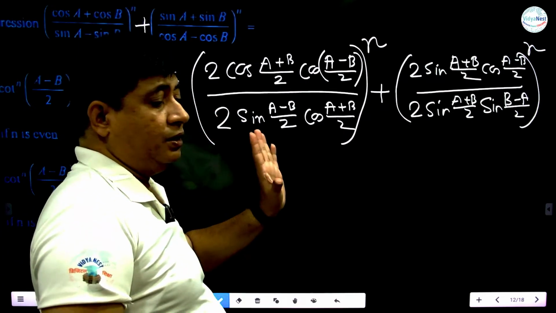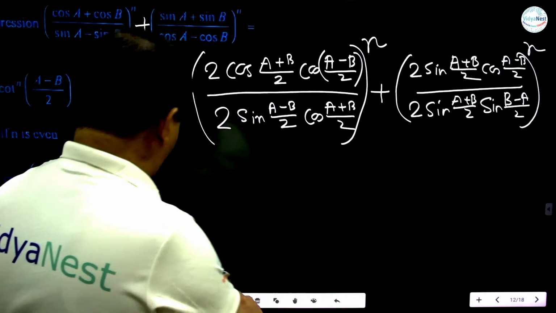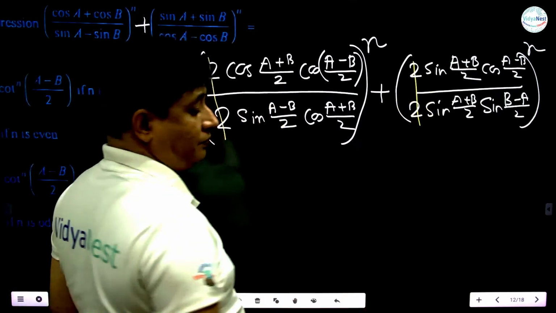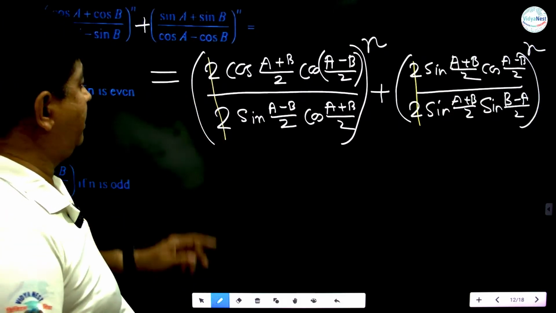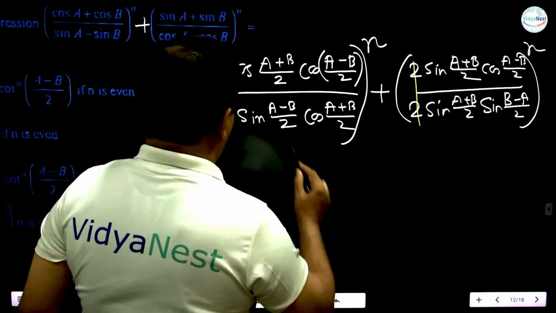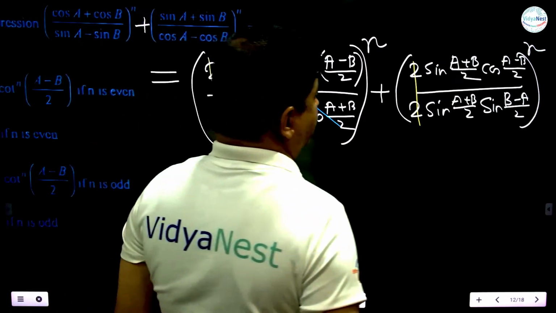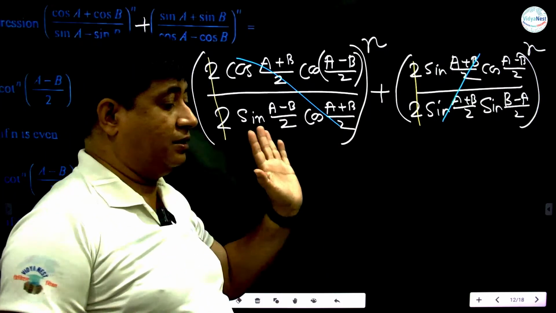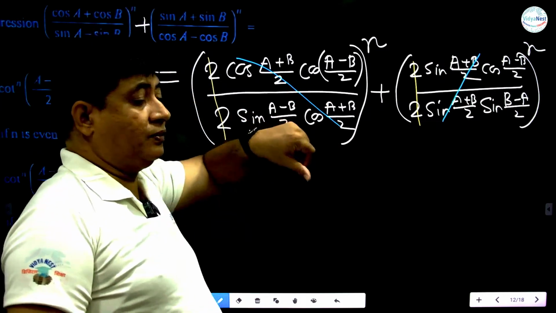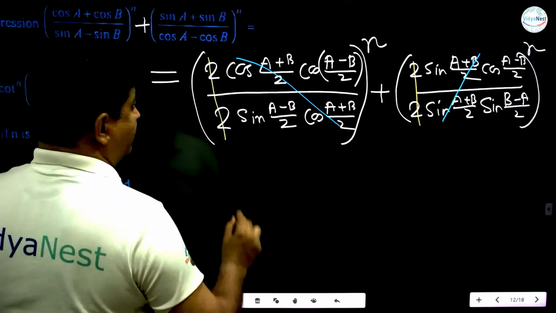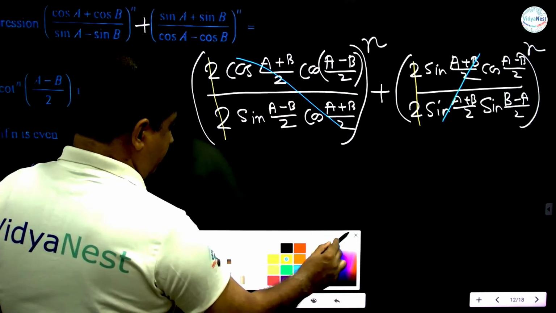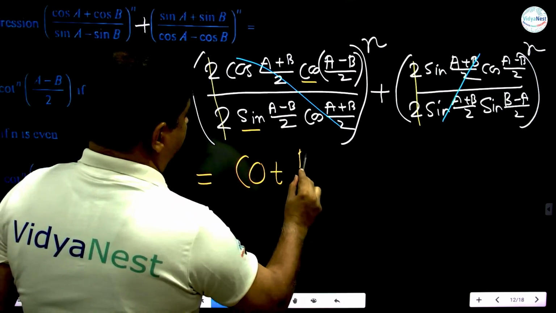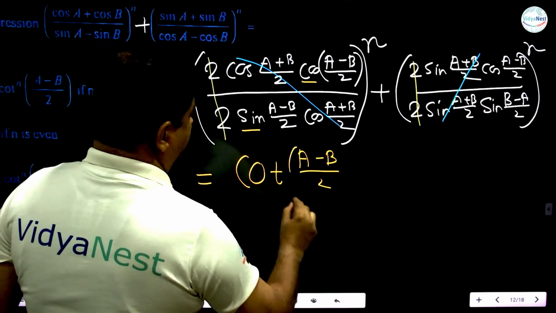Now we will observe what part we can cancel. See, it is clearly visible here, 2 and 2 cancel. And any other thing? Yes, we can cancel this thing as well as that thing. Hope you can get it. Let's see what is left for us. Cos by sine, cos by sine, cot (A minus B by 2).